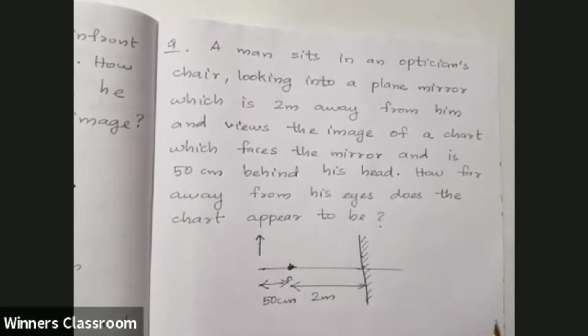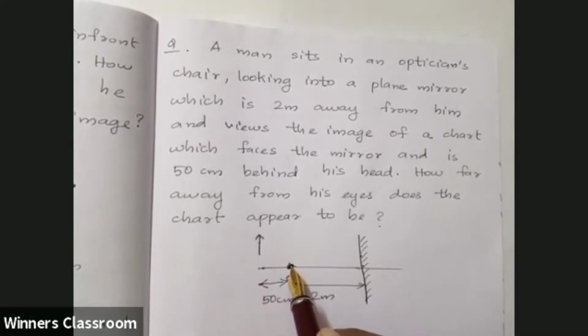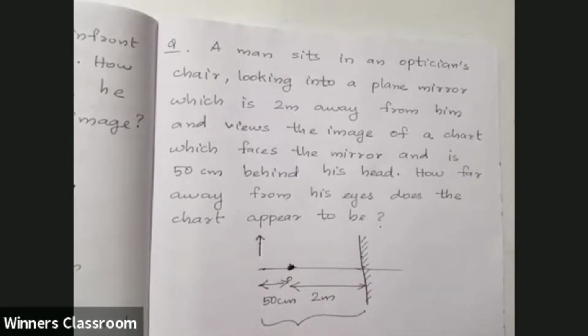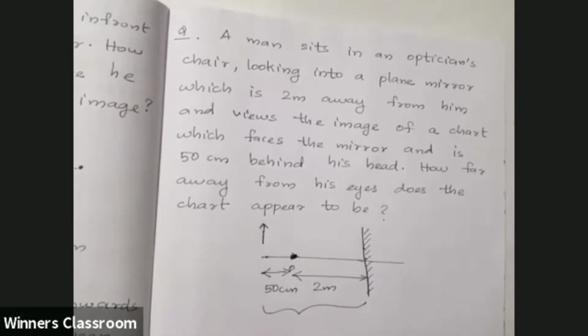Then, how far away from his eyes does the chart appear to be? Okay, the total distance between the mirror and the chart: how many meters? This is 2 meters, and this is 50 cm, that is 0.5 meters. So 2.5 meters distance.